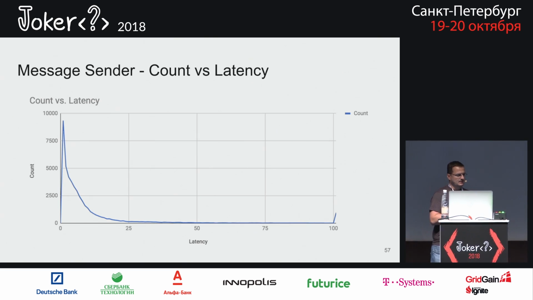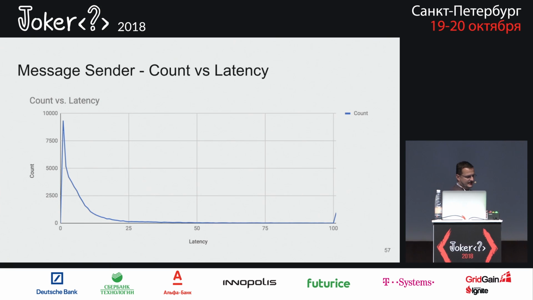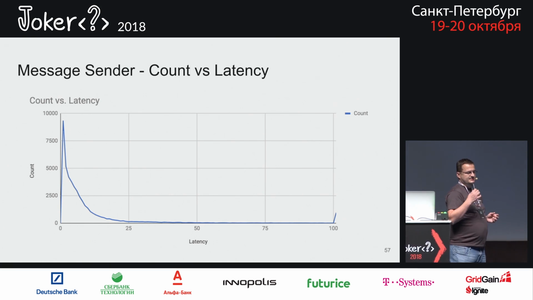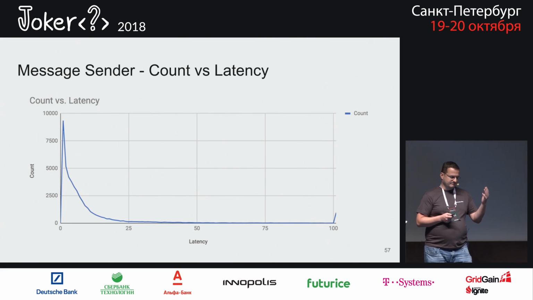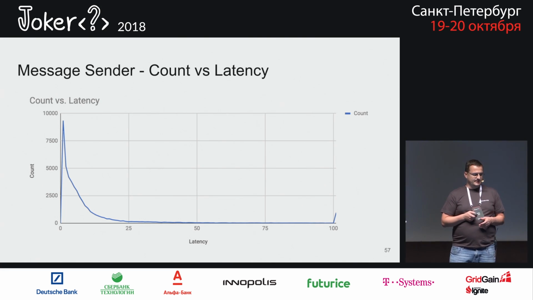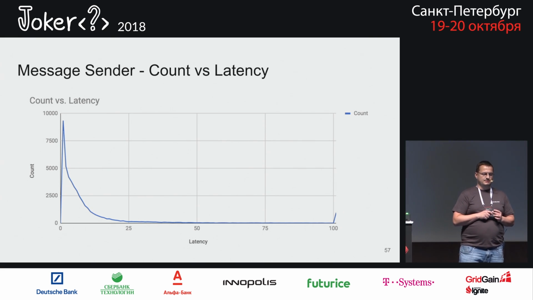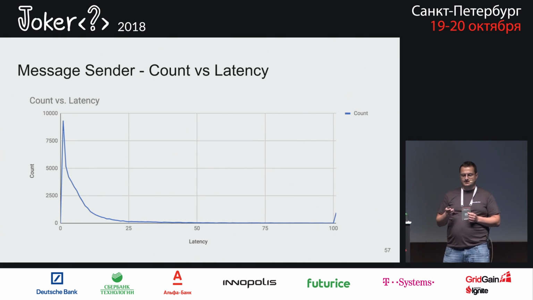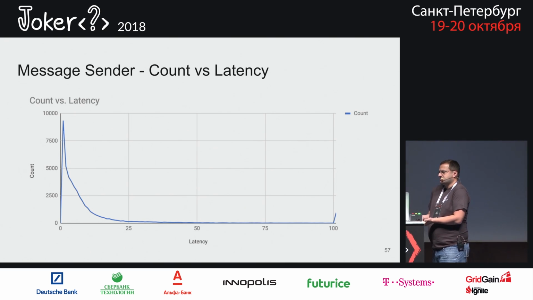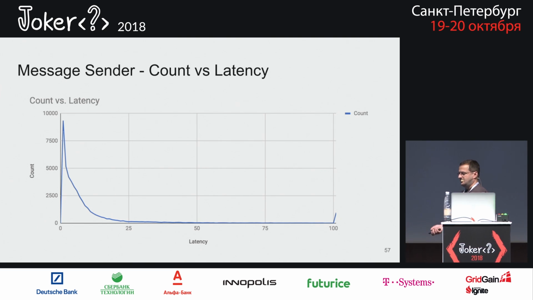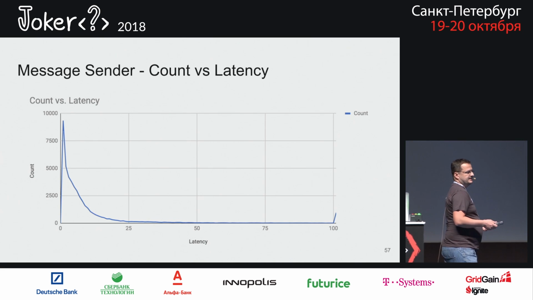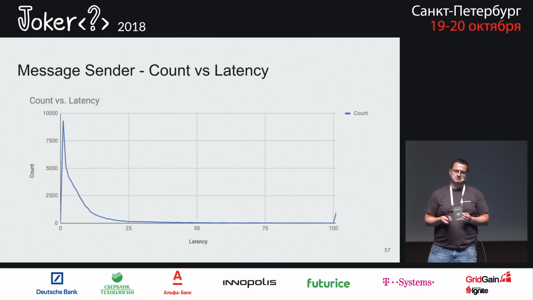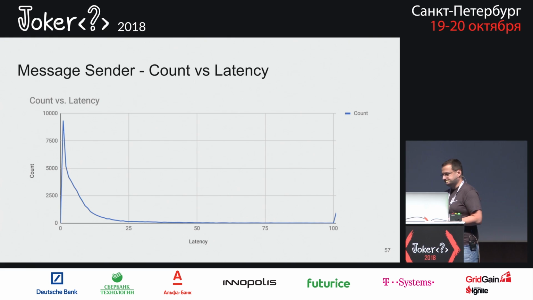Here we have essentially the message sending again, count versus latency, and you can see that it takes on average somewhere in the low double-digit milliseconds to send out the actual message and get rid of it. For a batch, since we're using asynchronous publishing, it takes about 100 milliseconds to get the batch from the database and push it out to Kafka and be done with it, which is good for us.